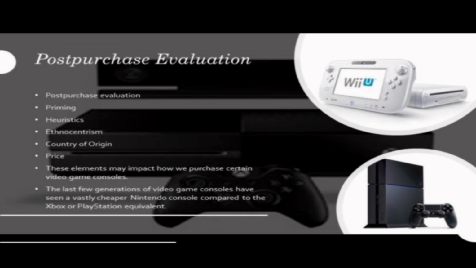Finally, price. We don't forget about price after we've purchased something as consumers. We use it as a metric, a benchmark, to evaluate product performance, to evaluate service performance. So these elements may impact how we purchase certain video game consoles now and in the future. You know, I spent $400 on the Xbox 360. It was terrible. I waited for the Xbox One to get down to $250 before I even conceived of making a purchase here.